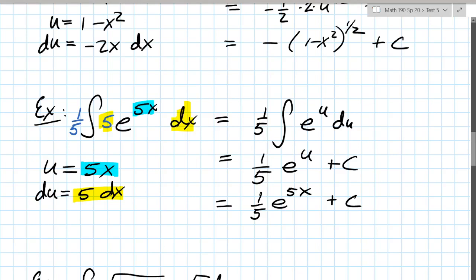Also, for all of these problems, you can take the derivative of your answer, and you should get the original problem from the derivative. Taking the derivative of 1/5 e to the 5x, it's going to be 1/5 e to the 5x times the inside derivative, which is 5. 5 times the 1/5 cancel out, and you're left with e to the 5x. So we're doing an antiderivative to go to here, but then you can use a derivative to go backwards.